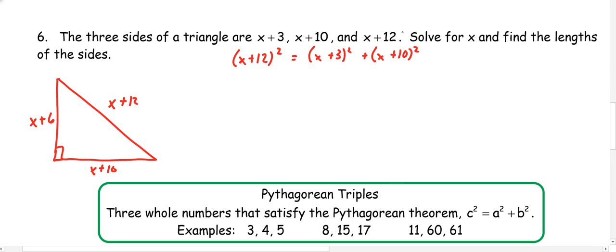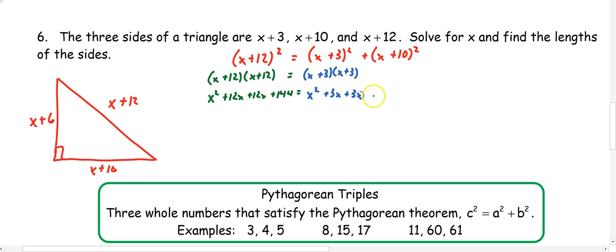Now, in this problem, you cannot distribute your exponent. Instead, you're really having to distribute this out. So it's really x plus 12 times x plus 12, which would get us x squared plus 12x plus 12x plus 144 equals, then I have x plus 3 times x plus 3, which gets us x squared plus 3x plus 3x plus 9.